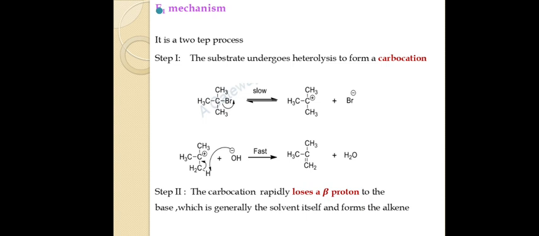In the second step, the base will attack the beta hydrogen and a small molecule is removed as water, and the bond gets shifted, so you find the product having a double bonded system, that is alkene is formed. So in step 2, the carbocation rapidly loses a beta proton to the base, which is generally the solvent itself, and forms the alkene.